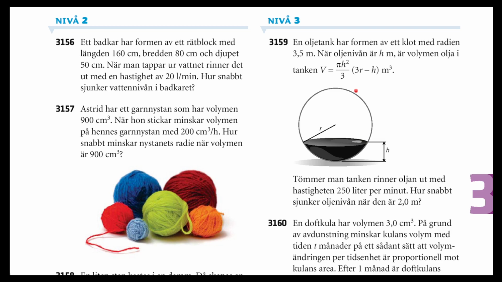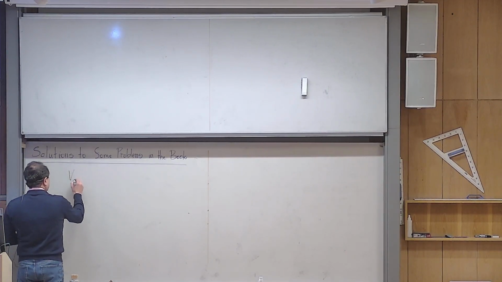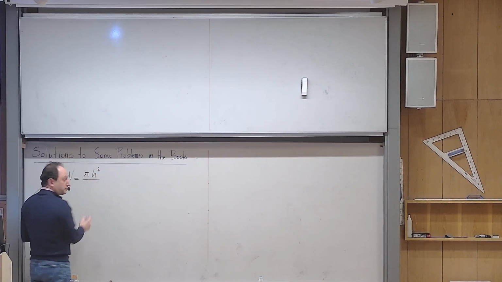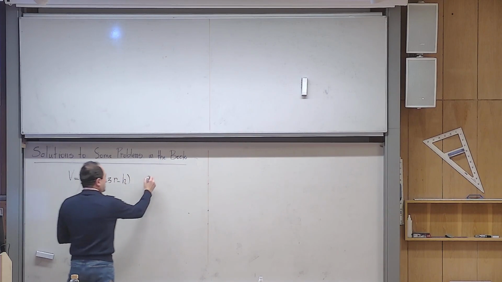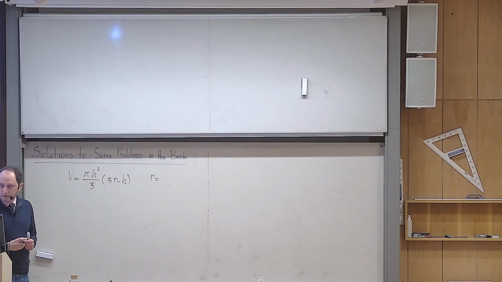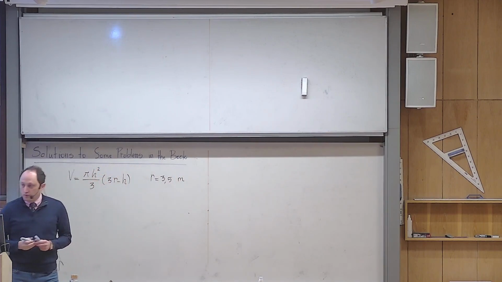We want to see, okay, can you just give me the numbers here? So what are the numbers? So this is the volume we have. V is pi times h squared over 3 times 3r minus h. R is given for us, yes? What is R? R is 2.5 or 3.5 meters. Okay, and then what do we know?